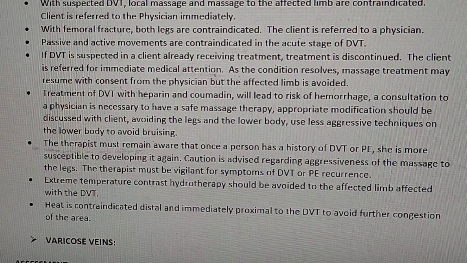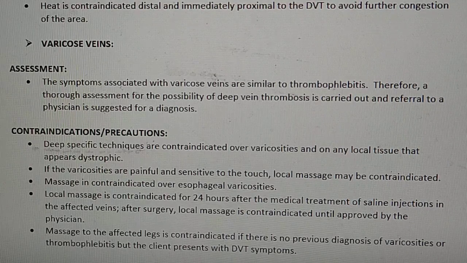The blood flow when you have this problem is not good. It's being blocked. Okay, now let's discuss varicose veins.